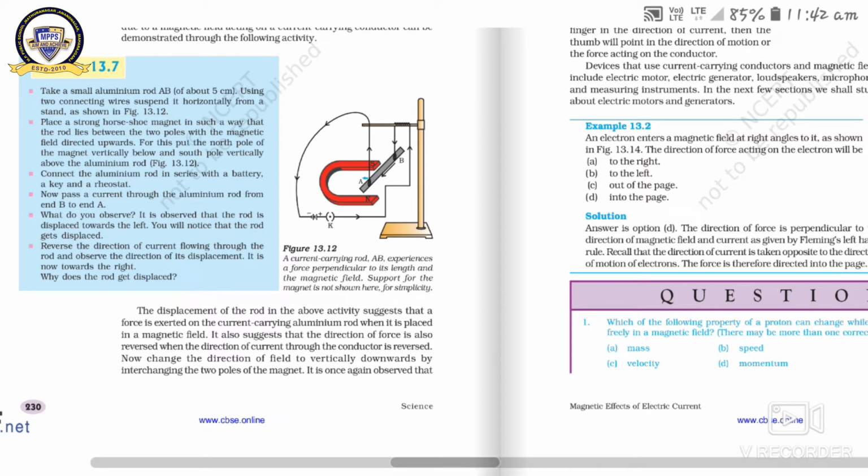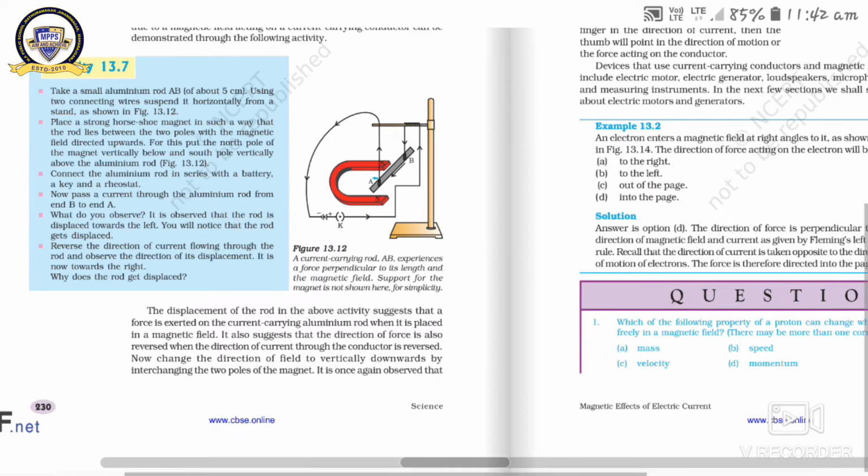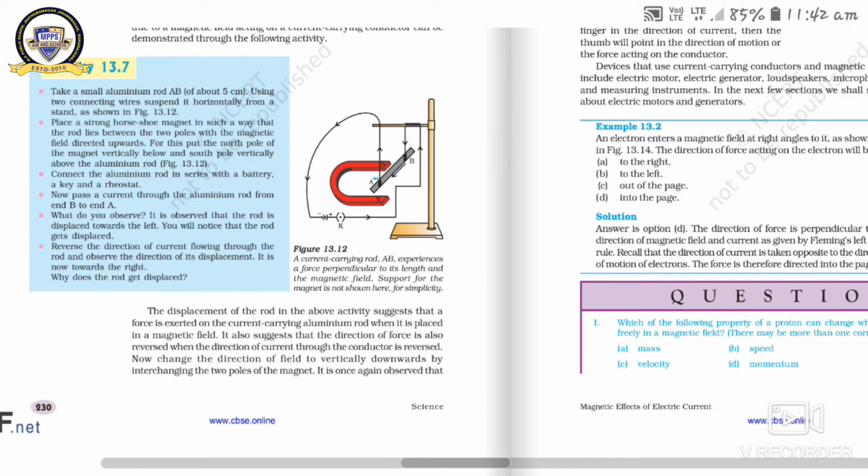Now connect the aluminum rod in series with a battery, a key and a rheostat. Now you have to connect the aluminum rod in series. In which sequence you have to connect? In series sequence with a battery, a key and a rheostat. Rheostat means the variable resistor.